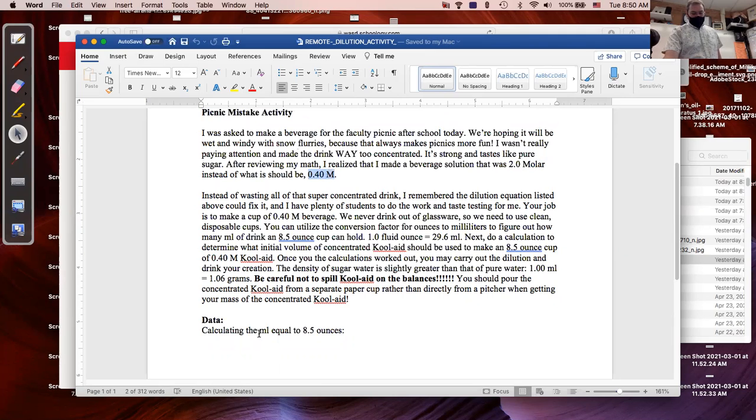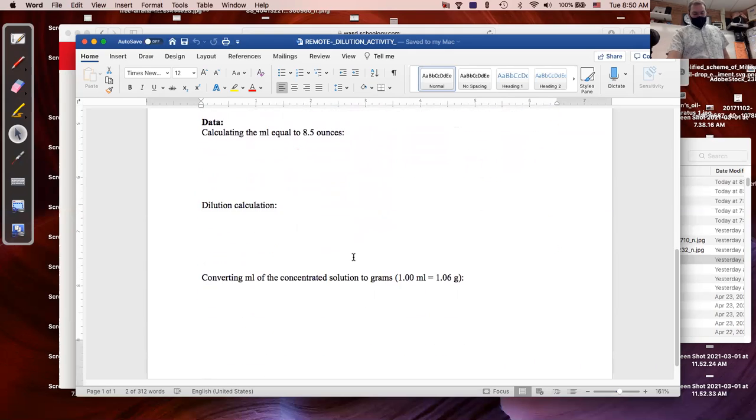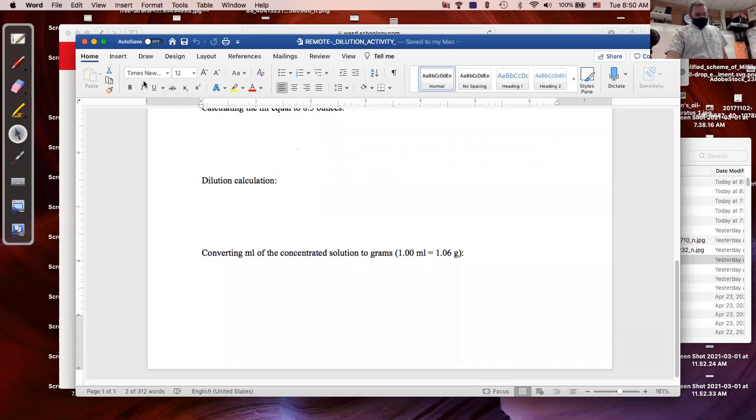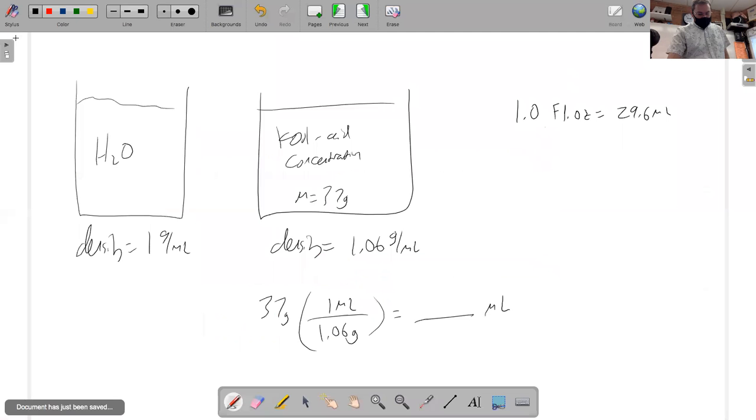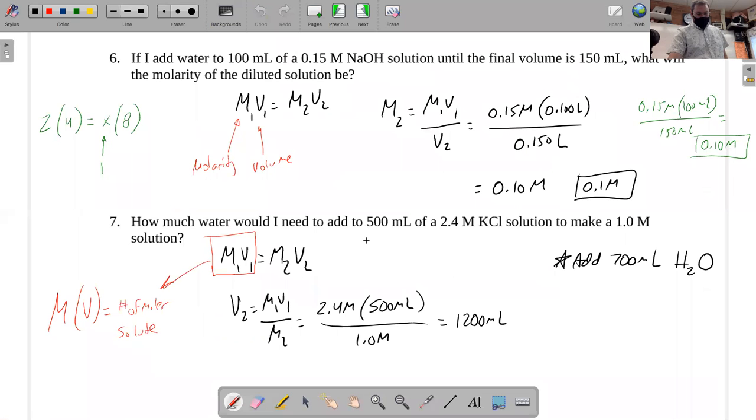So once you know how many milliliters 8.5 ounces is, the 8.5 ounces of volume in milliliters is associated with the 2 molar solution. The goal is to figure out what the total volume needs to be if the concentration is 0.4 molar. And that's the same calculation as number 6 and number 7 with an equation for dilution.